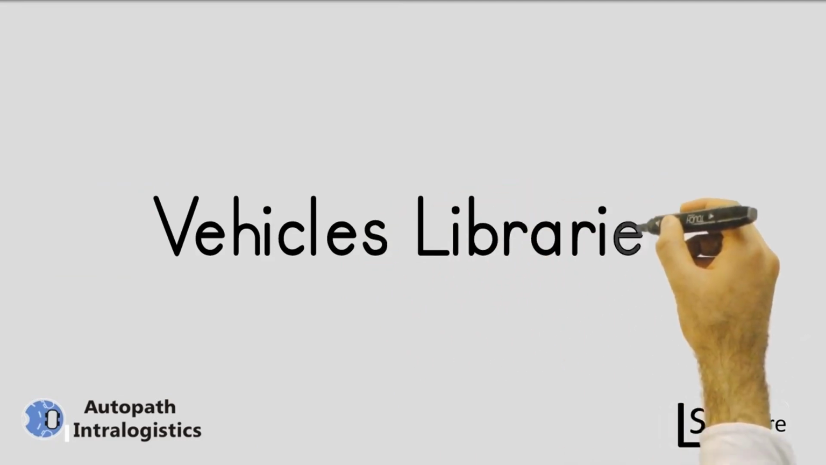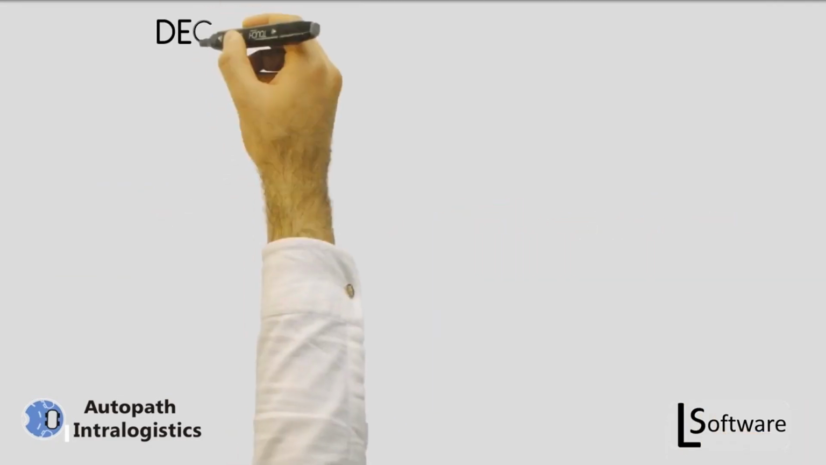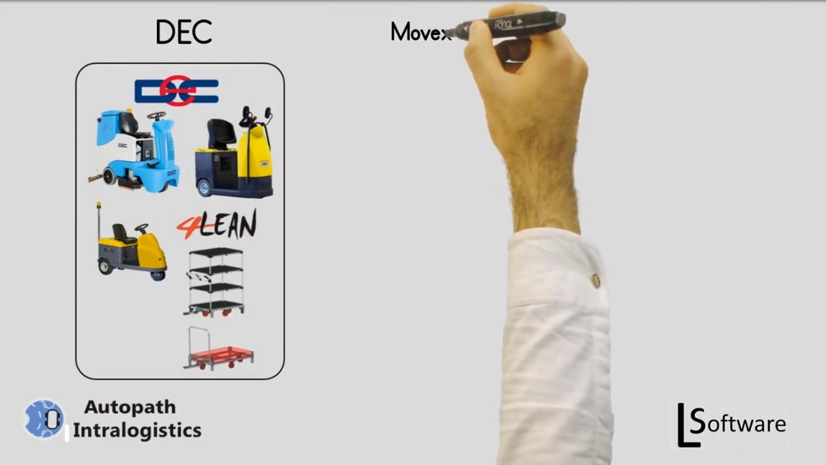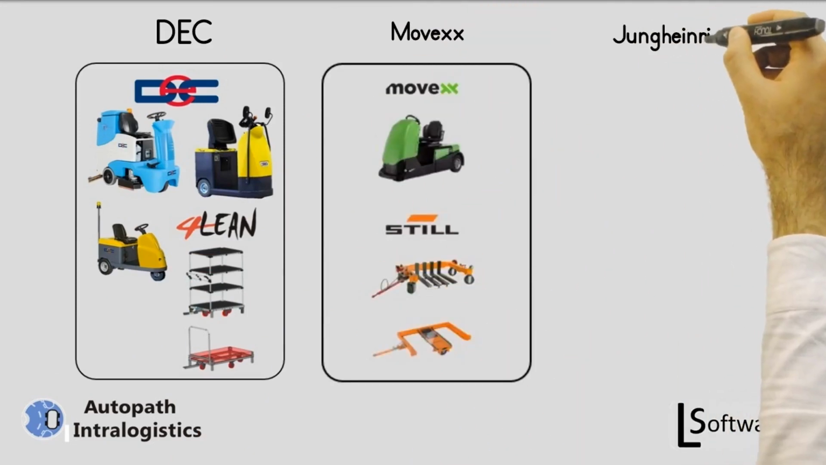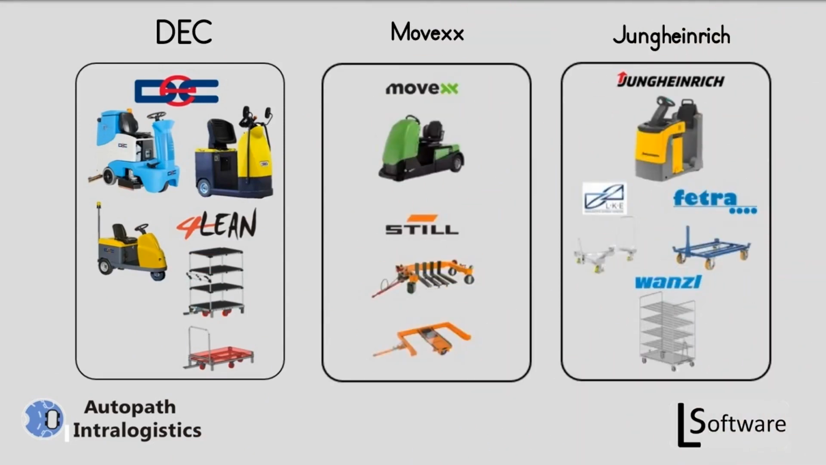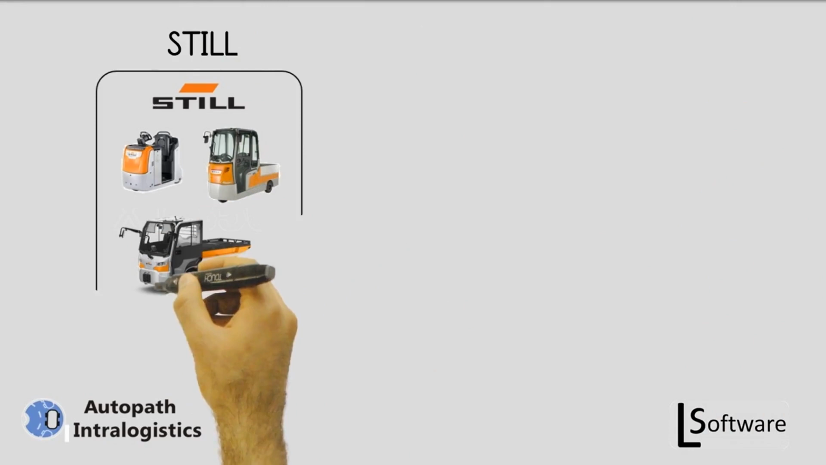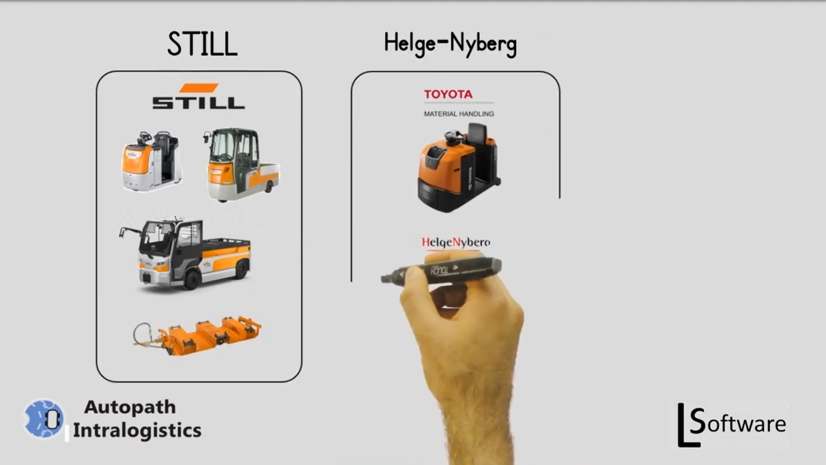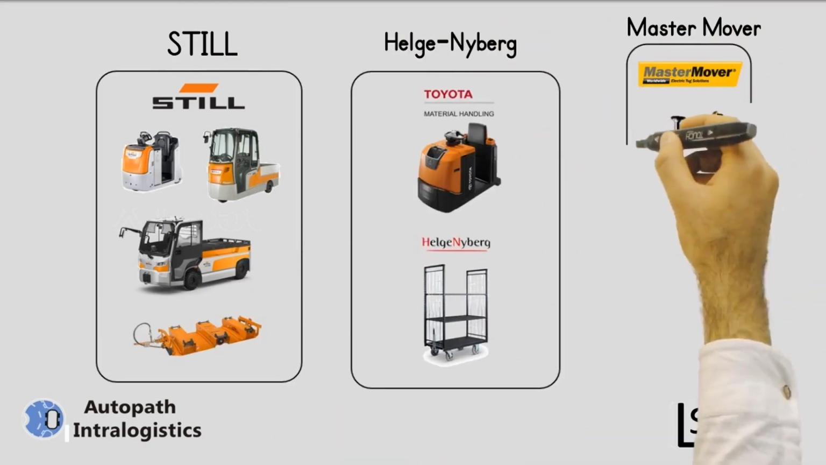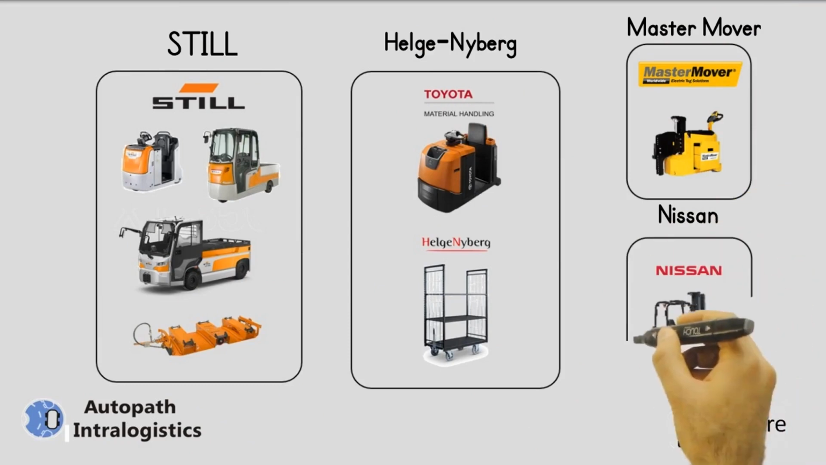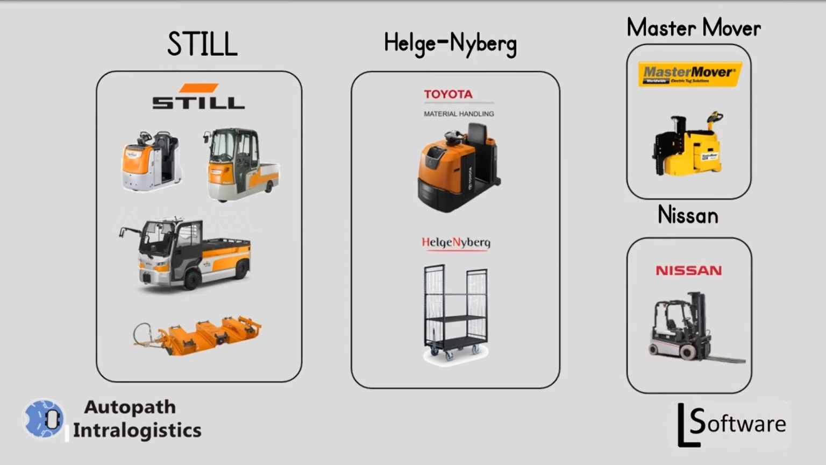Vehicle libraries in Autopath Intralogistics. Deck with trailers from 4 Lean. Movex with trailers from Still. Jungheinrich with trailers from Fatra, LKE, and Wanzel. Still with trailers. Helga Nyberg with truck from Toyota Material Handling. Master Mover with trailers. Forklift from Nissan.